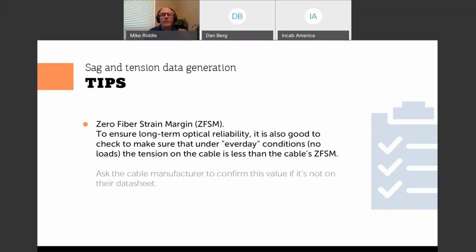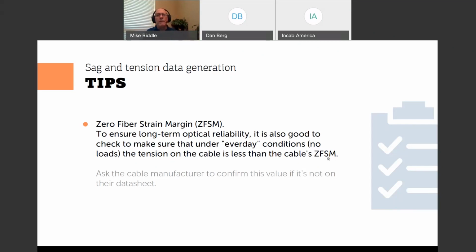So to ensure long-term optical reliability, you want the fibers to not have any tension on them at a minimum under everyday conditions. In the last presentation, we talked about the risk under some loading conditions if there is tension, and how that's a calculated risk in some cases. But under an everyday condition, you certainly don't want there to be tension on the fiber. So in an ideal world, you would check that. Everyday condition meaning like 60 degrees Fahrenheit, no ice, no wind, and that tension would be less than that.